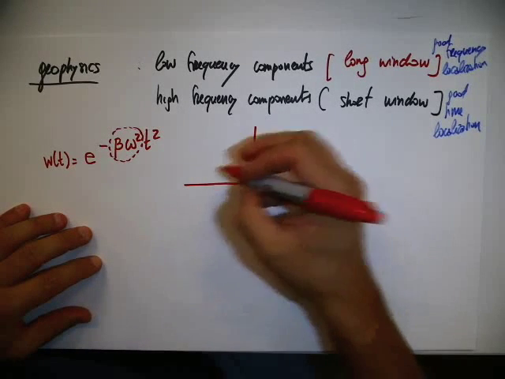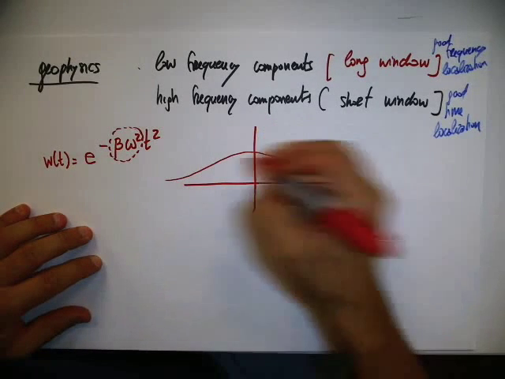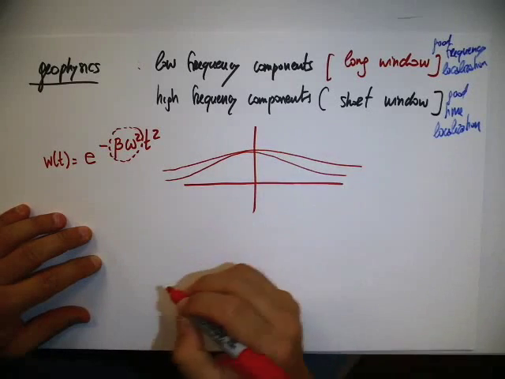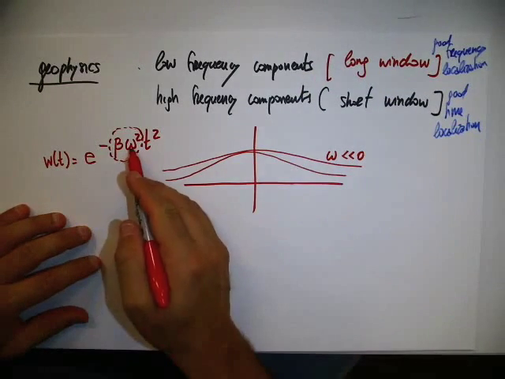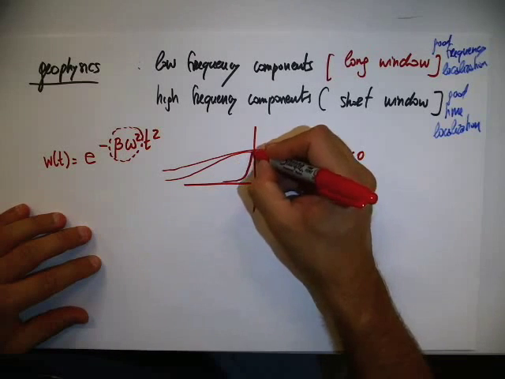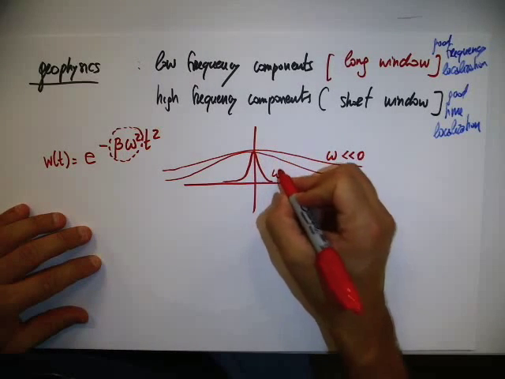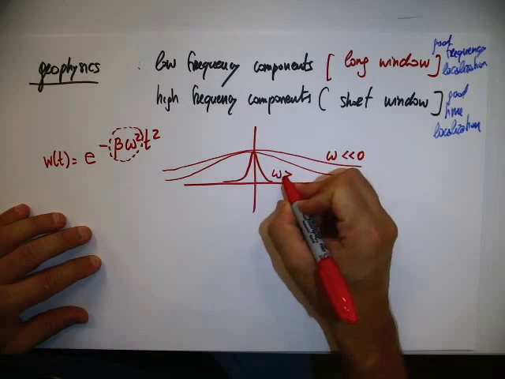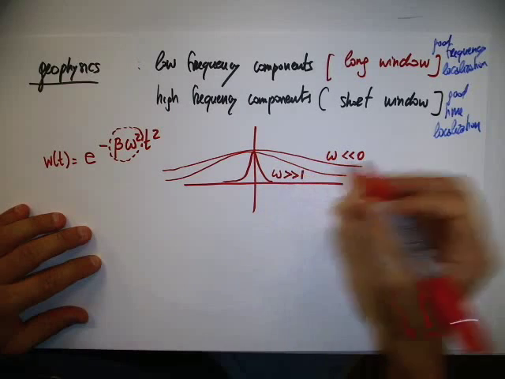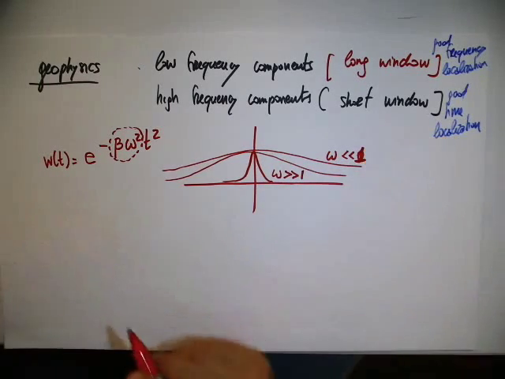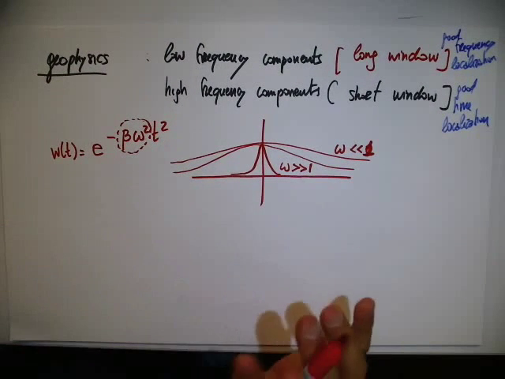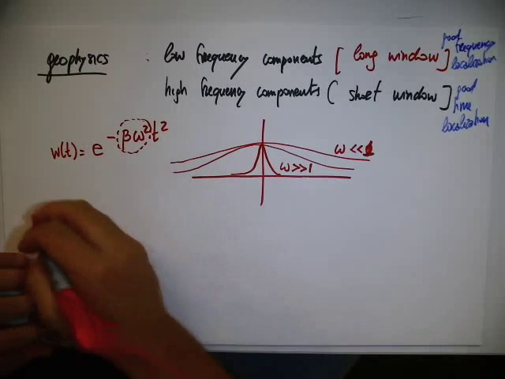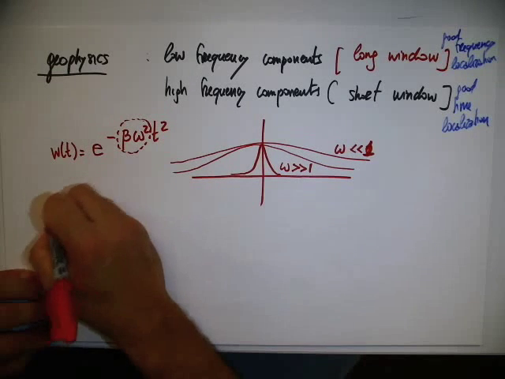And you see, when the omega is very small, low frequency, we have a very long window. This is for omega very, very small. Instead, when omega is very, very large, the window is very short. Okay? This is for omega very, very large. And this is very, very small. Okay? And with this simple trick, we basically get what is called the Stockwell transform.